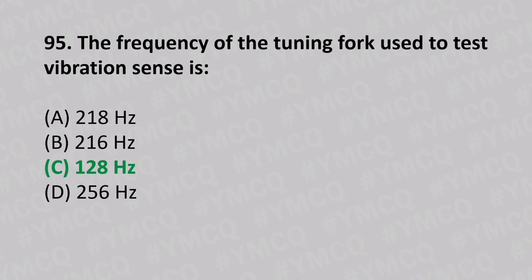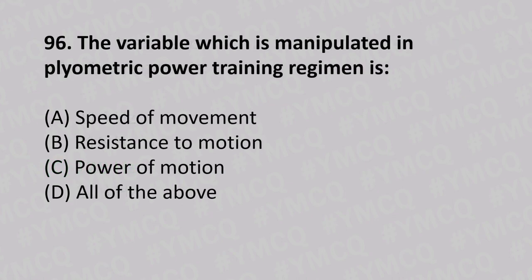Moving to our 96th question, the variable which is manipulated in plyometric power training regimen is: option A, speed of movement; option B, resistance to motion; option C, power of motion; option D, all of the above. And the answer is option A, speed of movement.